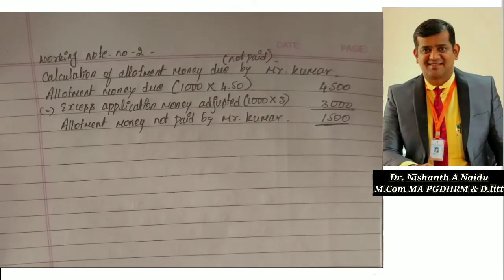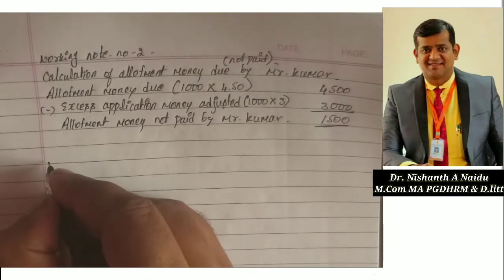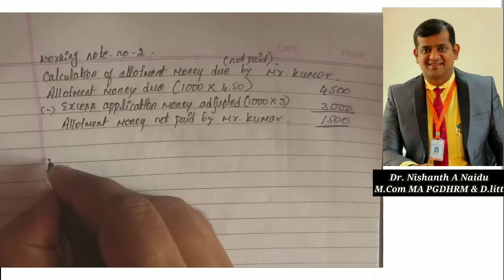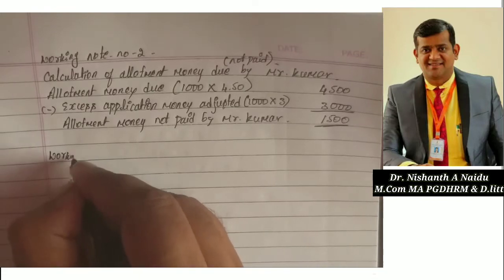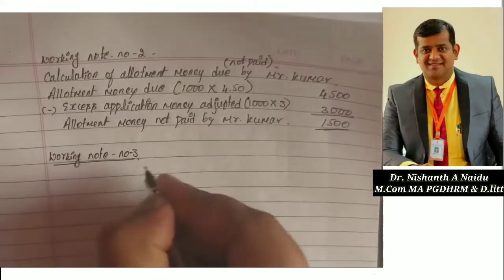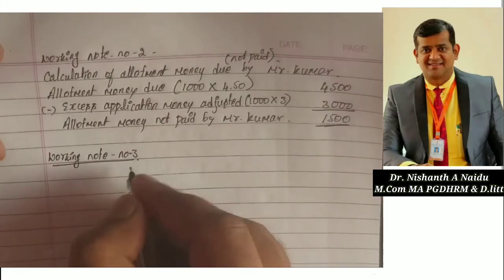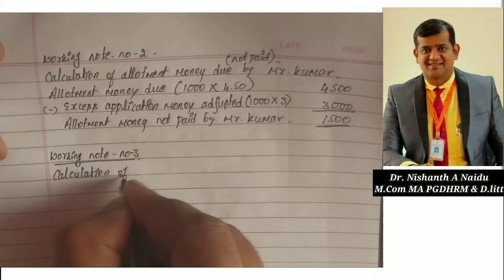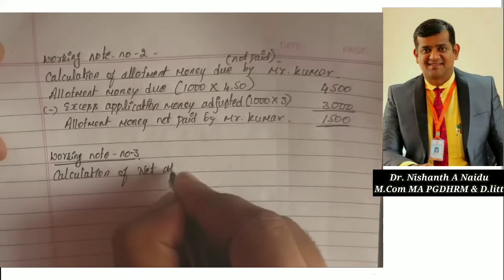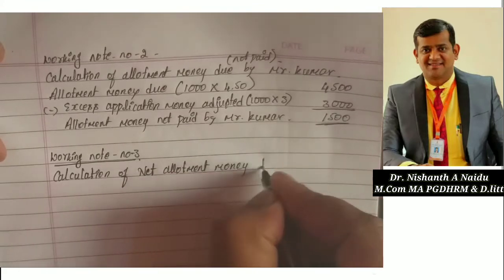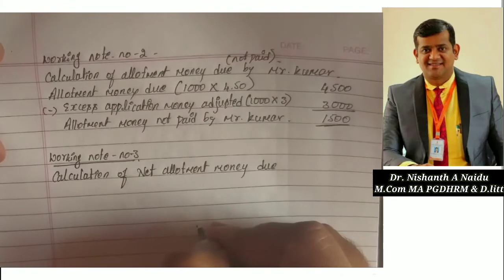1500. So we have done with the second working note. So now working note number 3, which we are supposed to understand, that is calculation of net allotment money due. So what we are going to calculate here? Calculation of net allotment money due.